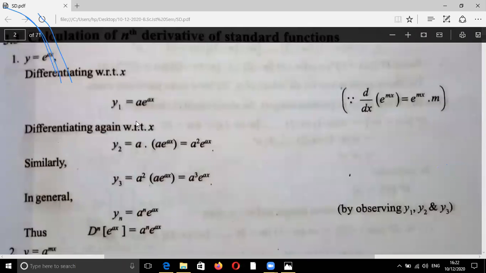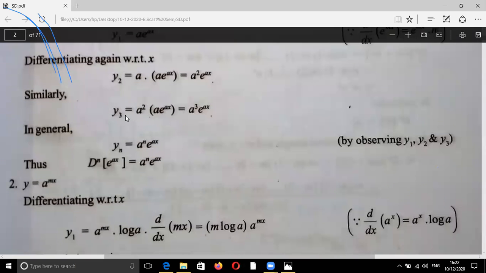Okay. Now, after getting y1, again differentiate that with respect to x, so that you get the second order derivative y2, that is equal to a into a e to the power ax, because here a is a constant, which you write outside. The term containing e to the power ax, if you differentiate, you get a e to the power ax. Now a into a is a square, so a square e to the power ax. Similarly, again if you differentiate, you get y3 equal to a square, the constant written outside, and differentiating e to the power ax gives a e to the power ax. Now a square into a is a cube, e to the power ax.